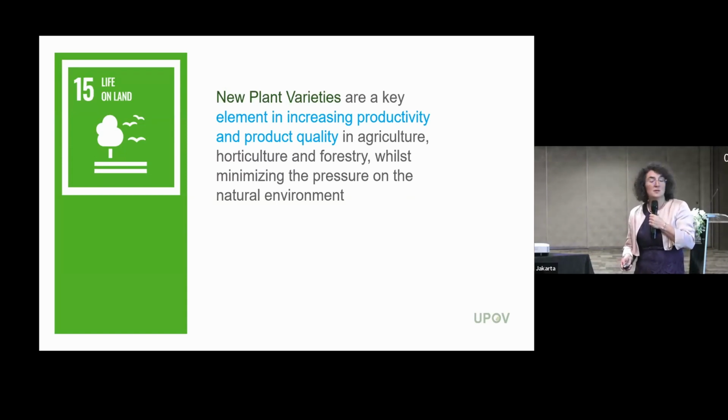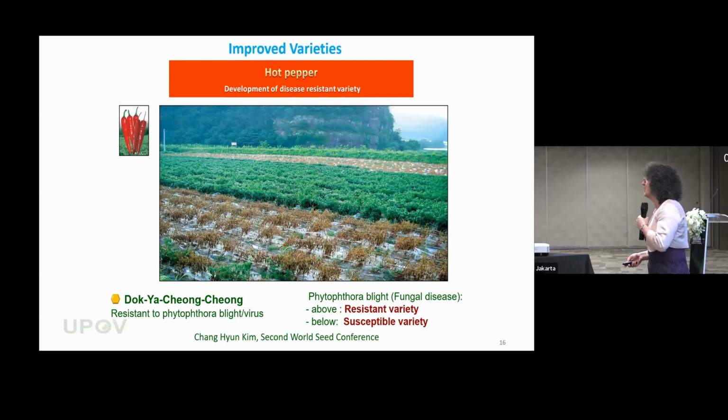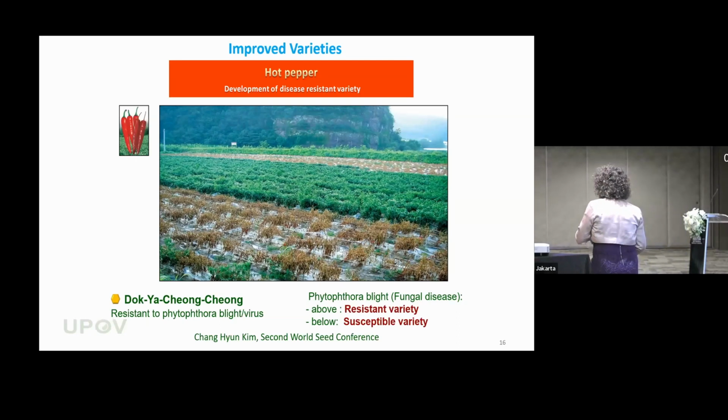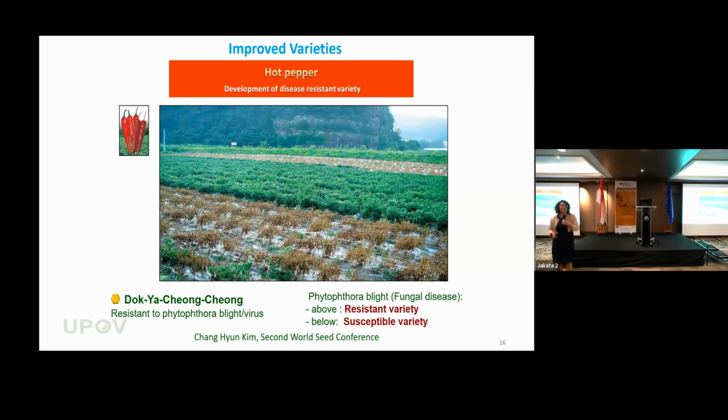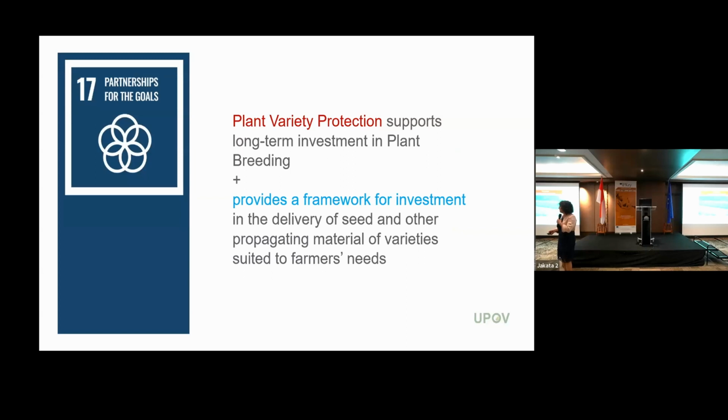One example here is a variety of pepper. This example comes from the Republic of Korea. And as you can see, it's about giving farmers choices. Francesco mentioned that this morning to us. Imagine you are in the position of a farmer. You have propagating material of a variety that is resistant to this particular fungus, and then you have another variety that is not resistant. At the end, it's up to the farmer to choose which one will be most suitable for the conditions. But without an enabling environment, those choices may not reach the farmer.